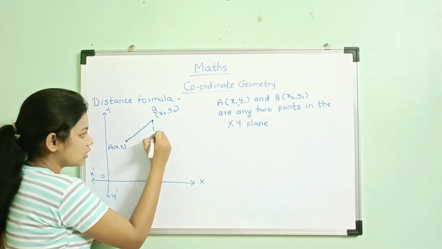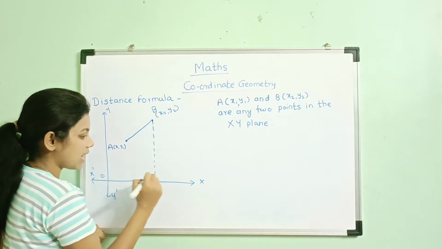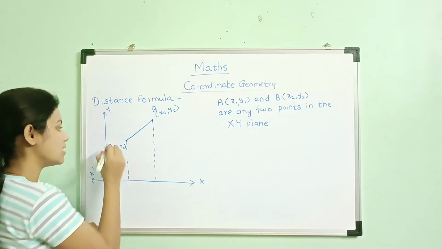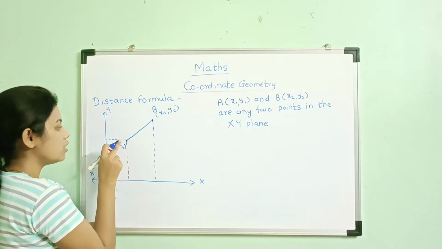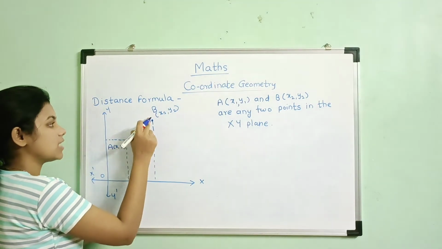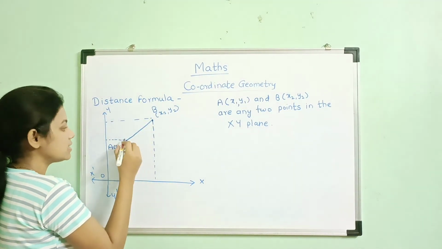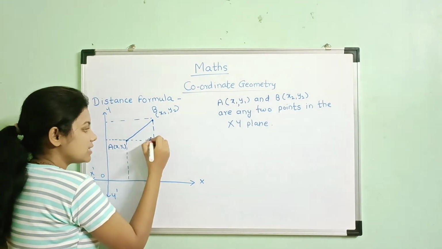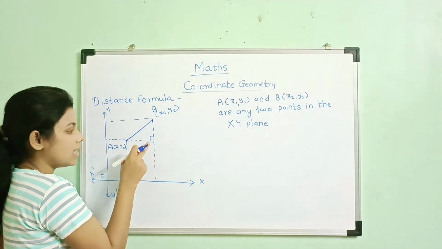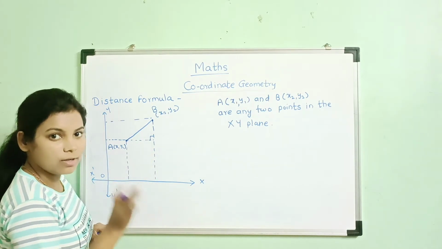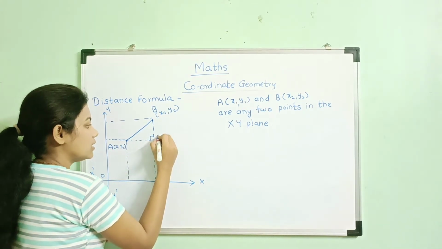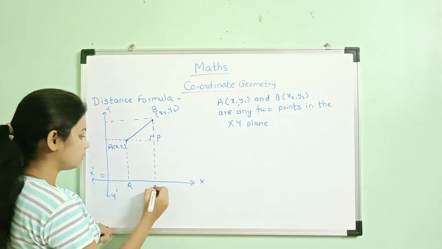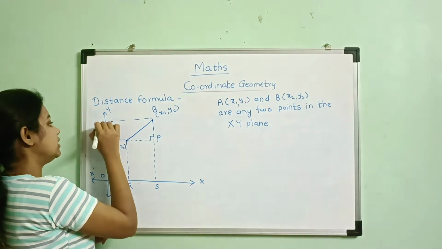Drop a perpendicular from B to the x-axis. Similarly, drop a perpendicular from A to the x-axis. Similarly, drop a perpendicular from A to the y-axis and from B to the y-axis, and also drop a perpendicular here. Hence, this line will be perpendicular to this line, so the angle will be a right angle, or 90 degrees. I will call this point P. These will be R, S, T and U.